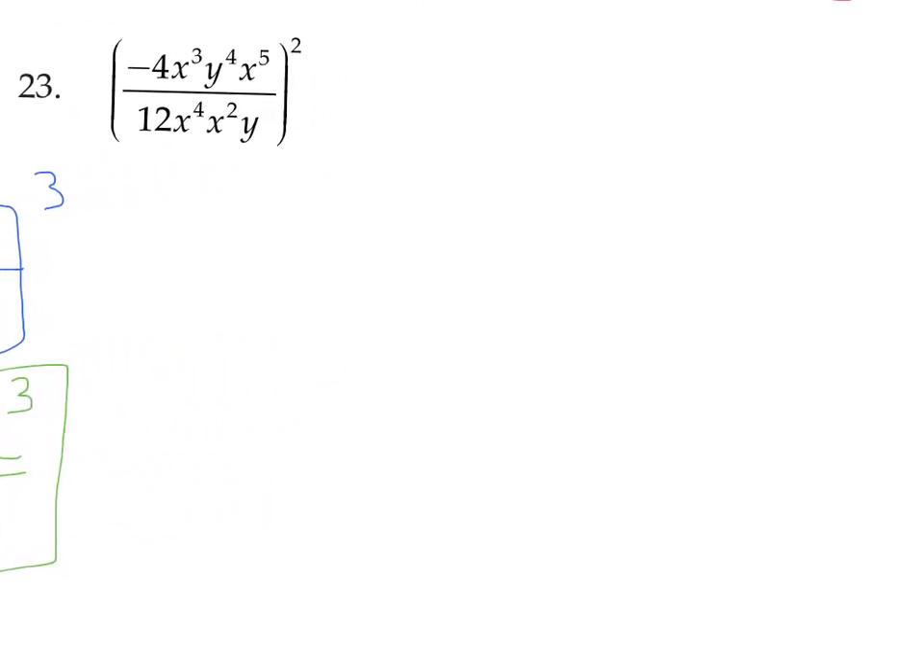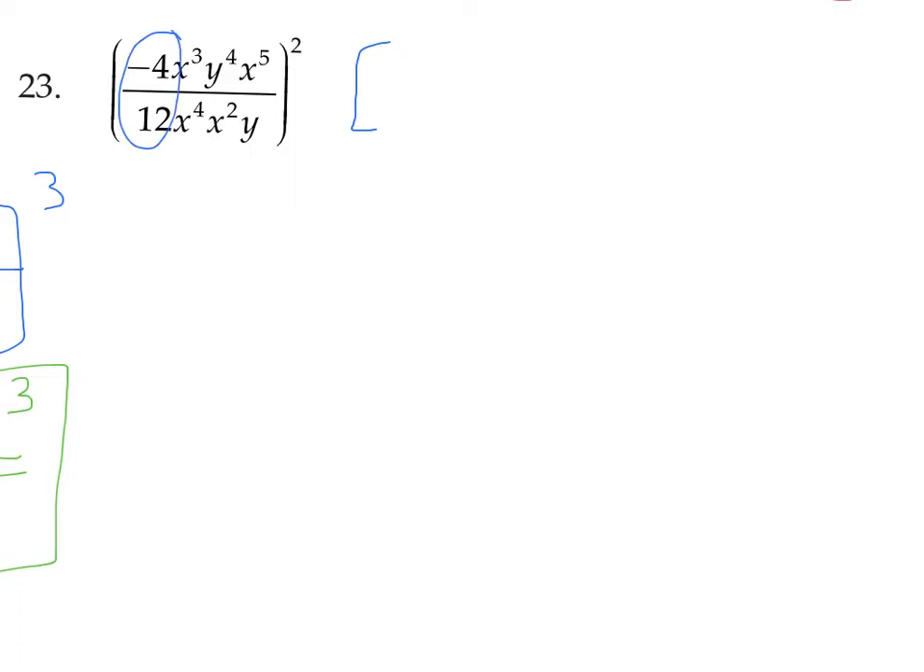Number 23 is similar, just a little bit more complicated. You can see these coefficients reduced. There's 4 different x's in here that we need to put all together, and we're going to reduce these y's before we do anything with this square out here. So that's always the first step.